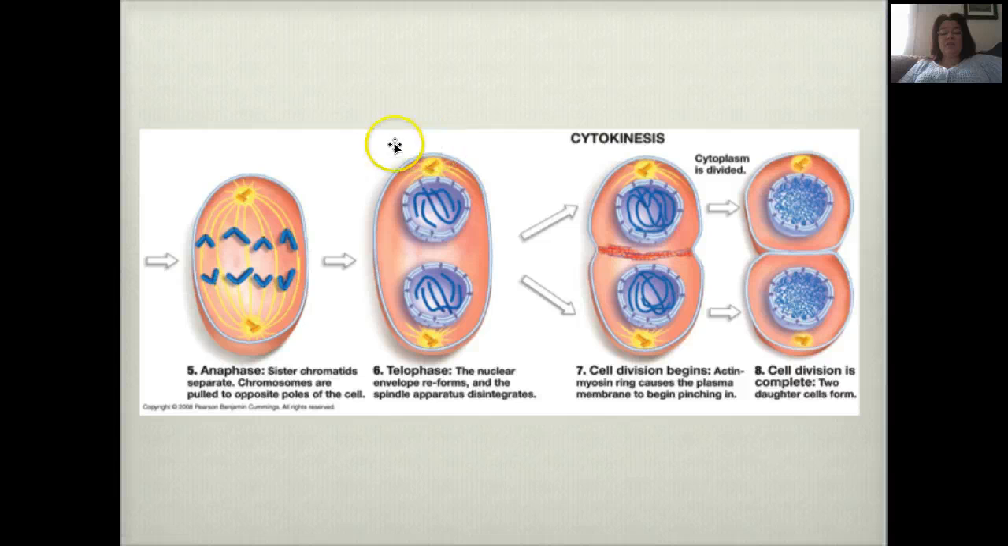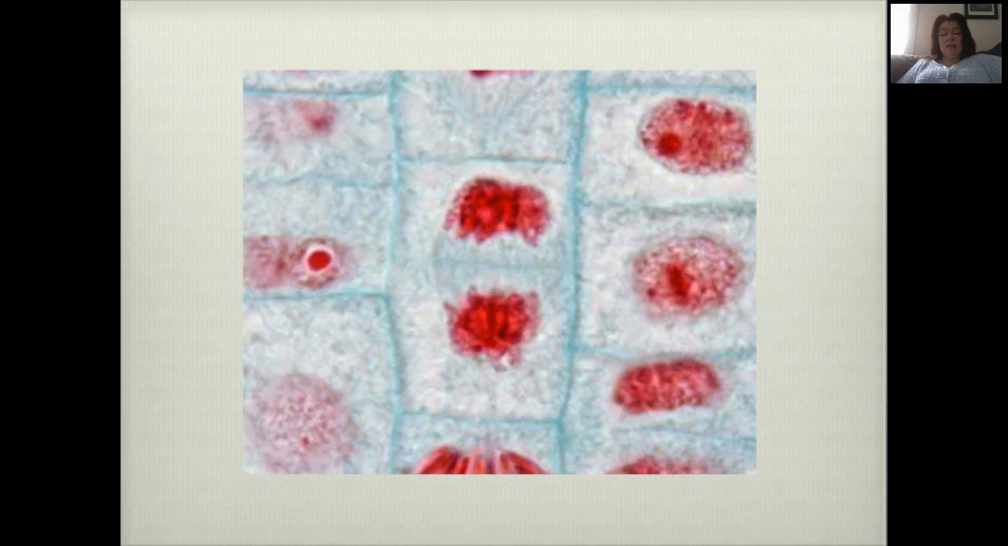And this is the way your textbook depicts it. One cell that now has two fully formed nuclei in it. And the other thing you can see, of course, is that the spindle is starting to disappear. It's starting to break down because it's no longer needed. It's already performed the work it needs to do. And this is what a telophase stage cell would look like under the microscope.